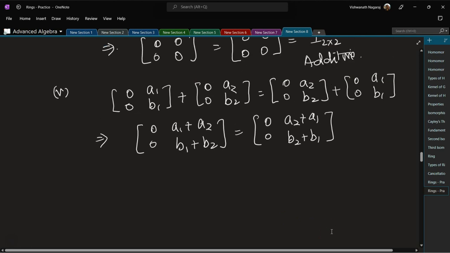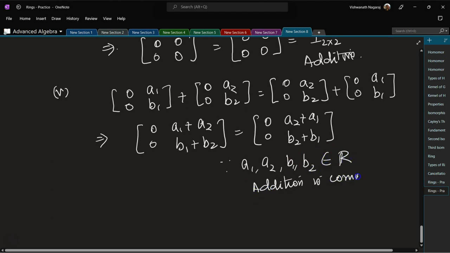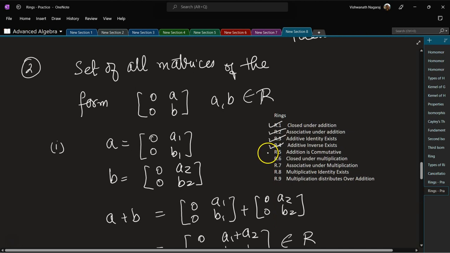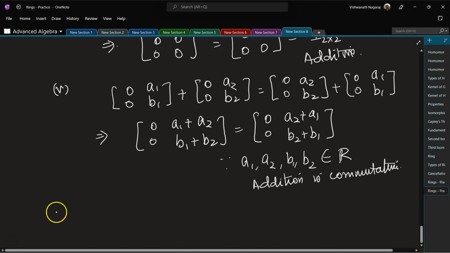And since A1, A2, B1, B2 belong to real numbers, addition is commutative, right? Real number addition is commutative. So therefore, this is also in the form in which we require. So therefore, addition is commutative in this set of matrices.